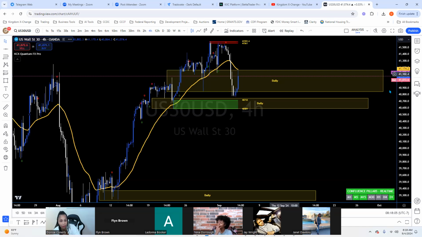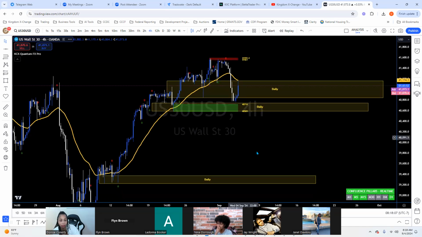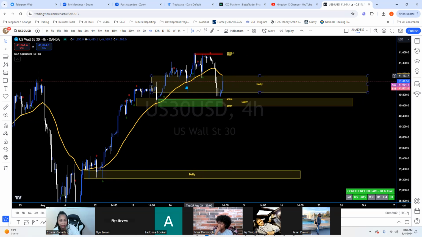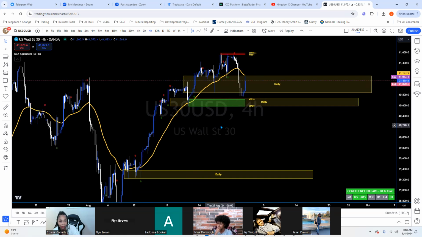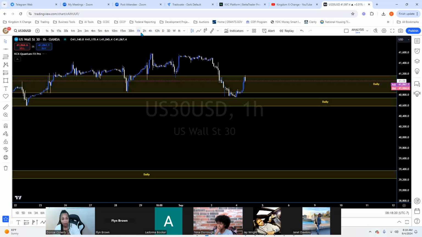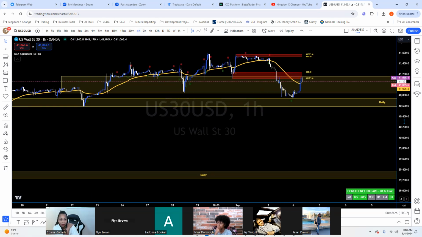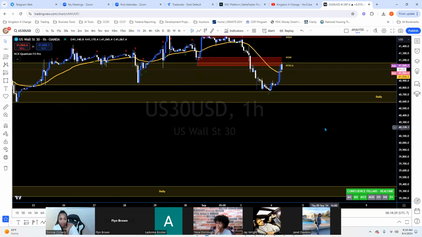I then continue down. So I know my 4 hour, I'm starting to get some idea of where price is going to go, what it's going to do, what type of trade I'm going to go into. So then the next place I'm going to go, I go all the way to the 1 hour, drop all the way down to the 1 hour.